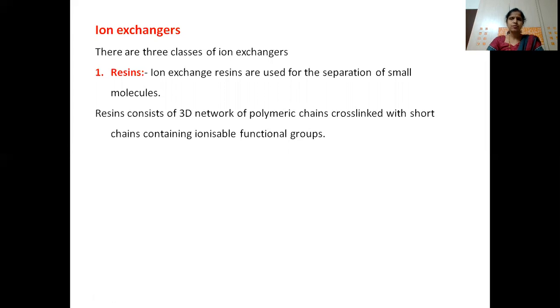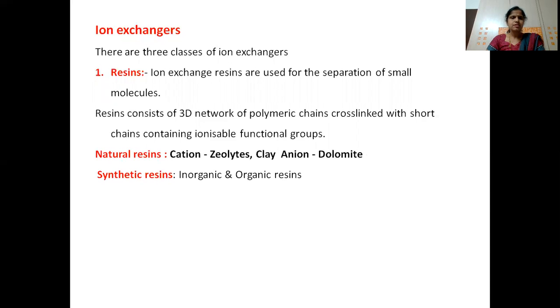So resins are nothing but the polymers which are cross-linked. Generally the resin we take for ion exchange is made from styrene and divinyl benzene. The resin prepared from styrene and divinyl benzene is taken as the backbone of this resin onto which some of these functional groups will be attached. Then in the resins, we have natural resins and synthetic resins. Natural resins are cation resins, such as zeolites and clay, and the anion one is dolomite. Synthetic resins are inorganic and organic resins.